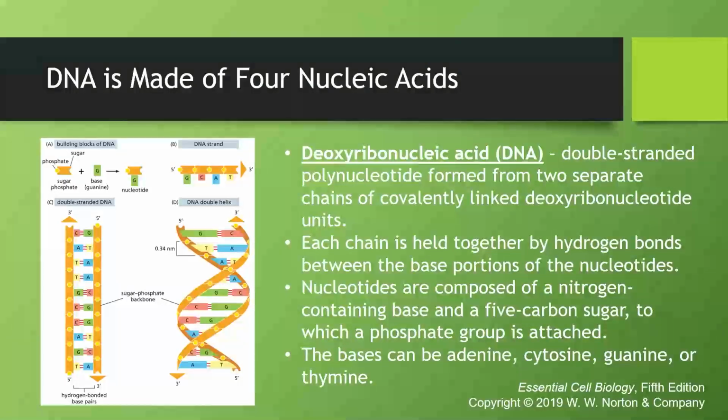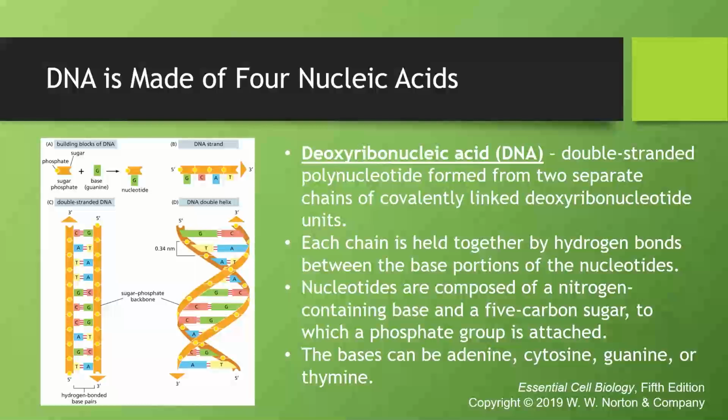So to zoom in a little bit further, we have our DNA or deoxyribonucleic acid. It's a double-stranded polynucleotide, meaning there are multiple nucleotides making up monomers here, making up this polymer. It's formed by two separate chains of covalently linked deoxyribonucleotide units. Okay, so if we look at the building blocks, it has a sugar phosphate. So the deoxyribo sugar in orange with a phosphate, it gets added to a base, either an A, a T, a C, or a G.